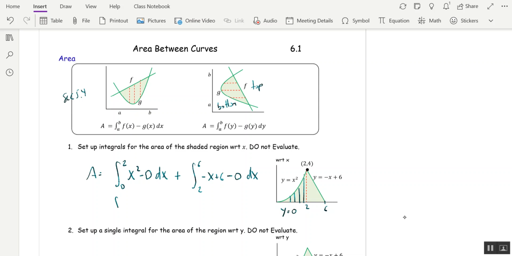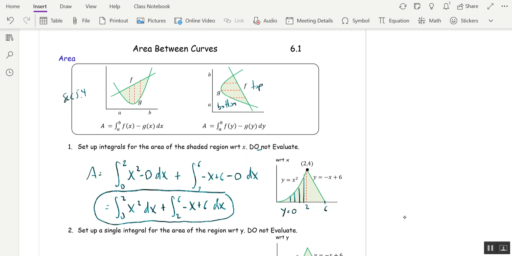I needed two integrals because the top curve changed partway through my interval from 0 to 6. If I clean that up: the integral from 0 to 2 of x squared dx, plus the integral from 2 to 6 of negative x plus 6 dx. I stop there because I'm not supposed to evaluate. Do not evaluate means don't find antiderivatives and get a number for your answer, just the setup.